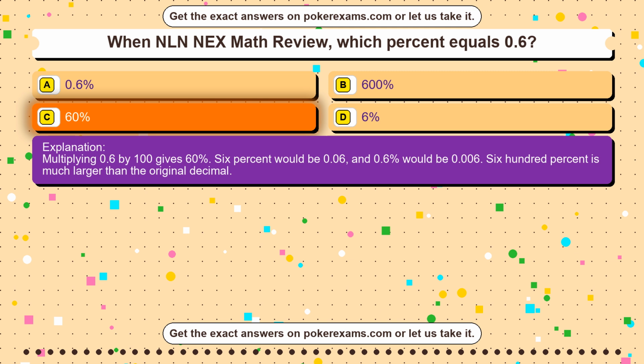6% would be 0.06, and 0.6% would be 0.006. 600% is much larger than the original decimal.